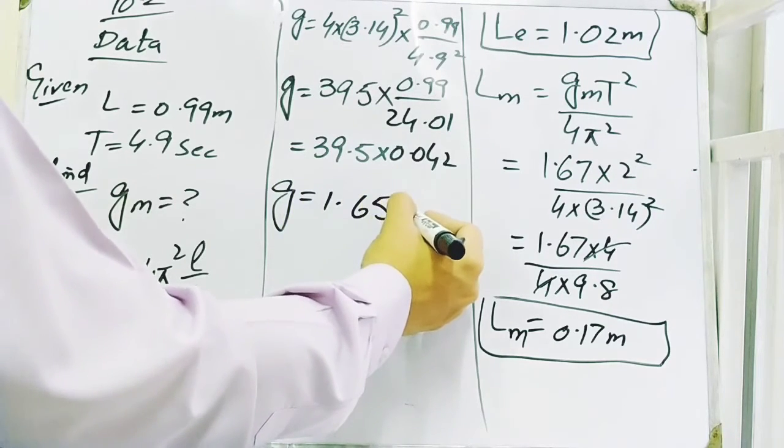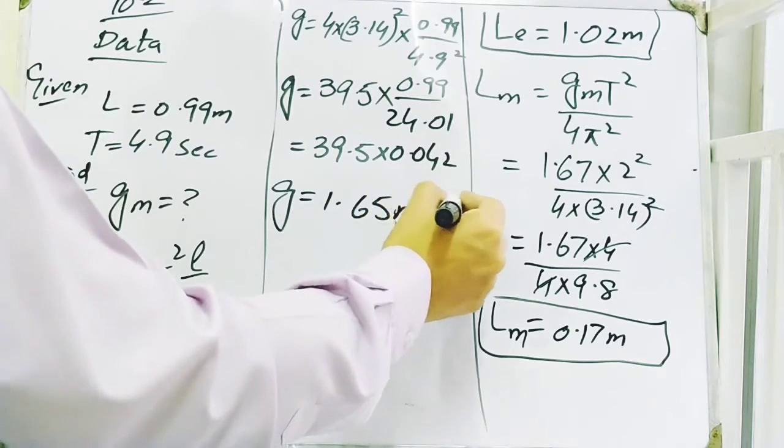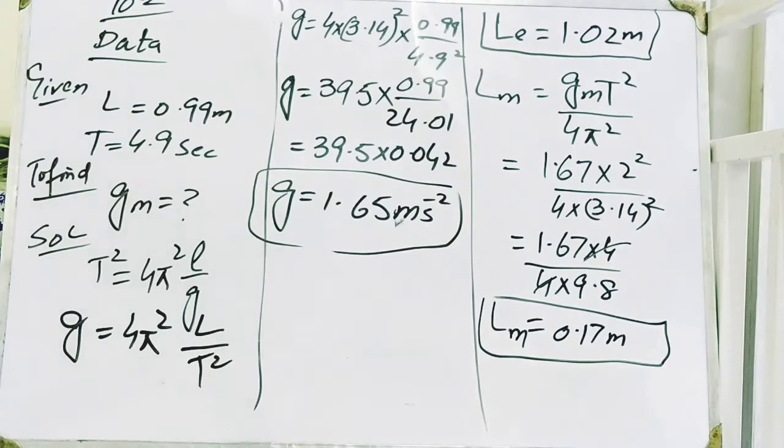So the value of G will be 1.65 meter per second square. So this is the final result of the second numerical of this chapter.